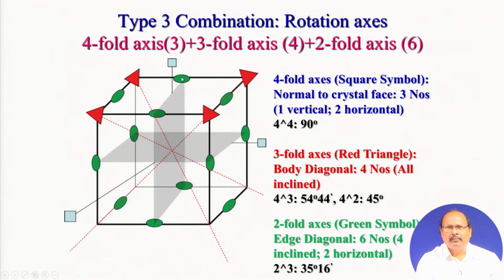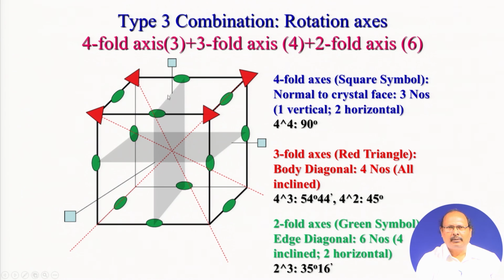So, now we talk about a combination of rotation axes, where we have combined 4-fold axis rotation, 3-fold axis rotation and 2-fold axis rotation here. The orientation of these axes is understood with respect to this guide cube. You see that in this cube there are 6 faces, and these are the normals which are oriented along this. So, these are the 3 normals. This is a vertical orientation.